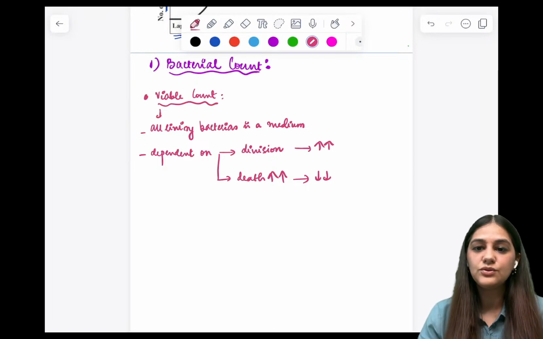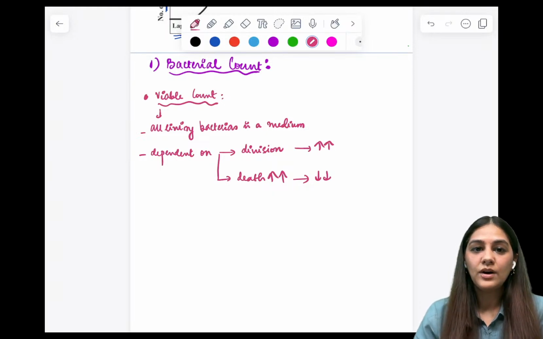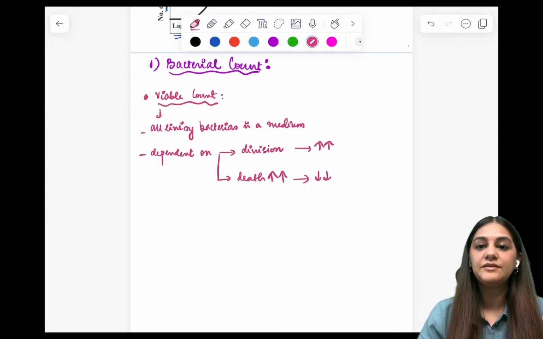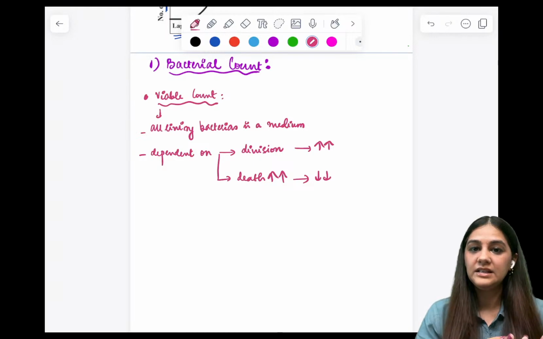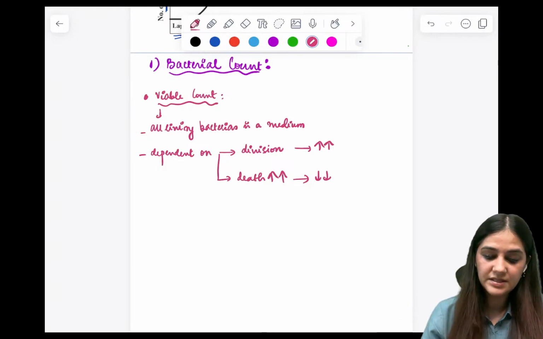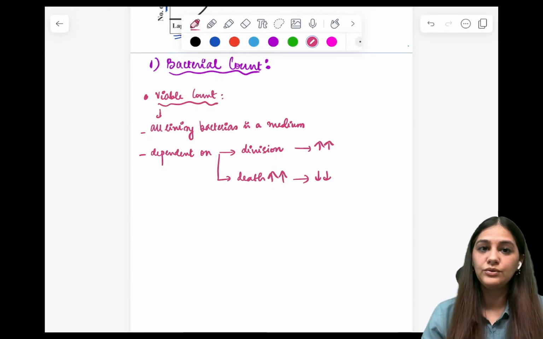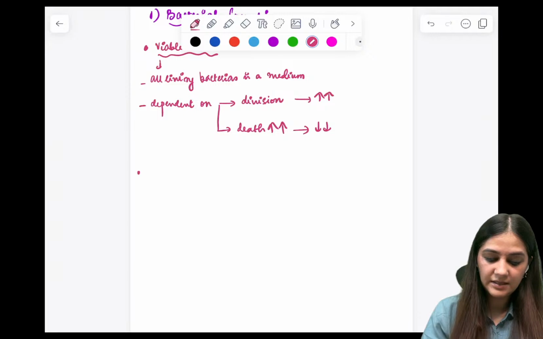So these two things you need to remember because these are some things that are asked in your examinations as well, right? So what is it dependent on? One, if division is taking place, the viable count increases, and if the death increases, the viable count decreases, right? So that is the first thing that I want you to know about the bacterial count. So now let's come to the second thing. What is the second thing? The total count.